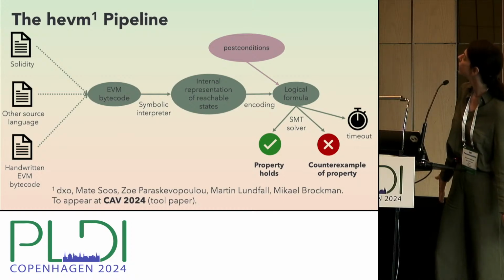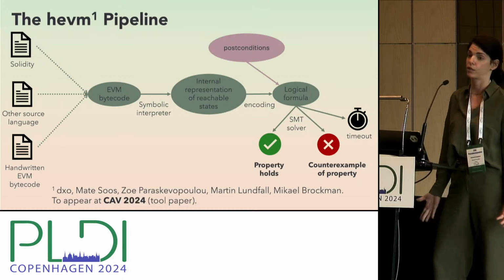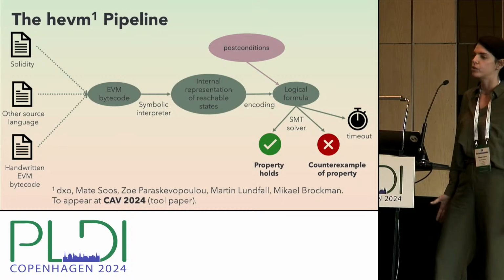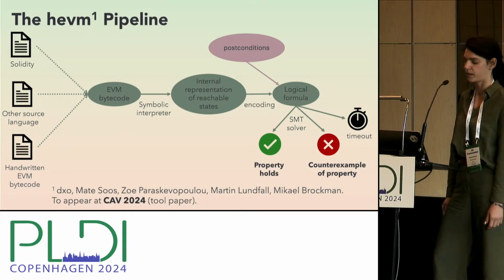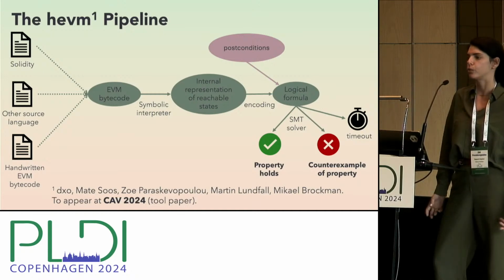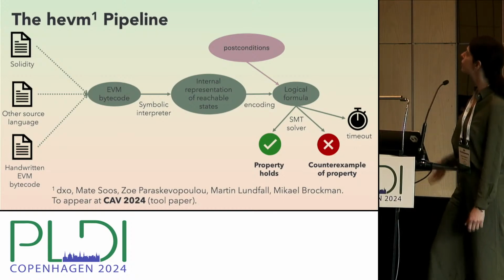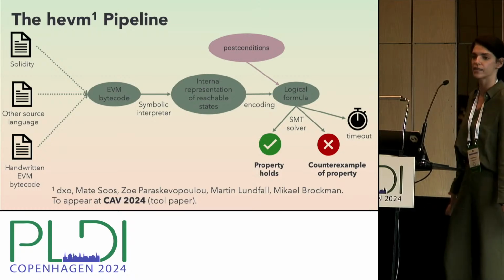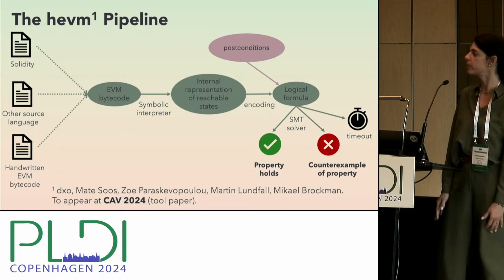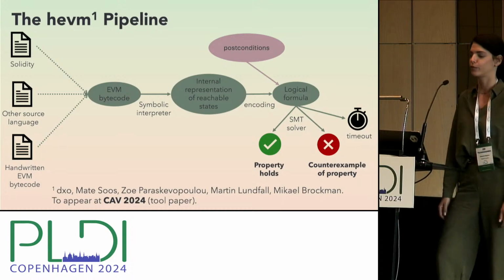And the idea is that we take EVM bytecode that may come from any language that compiles to EVM, like Solidity, or it can even be handwritten, and then we do symbolic execution to obtain all possible reachable states, and then using this information, we encode logical formulas in order to encode the postconditions that we want to prove about the programs, and then we ask the SMT solver, and if we are lucky, we will either prove the property that we are interested in, or we will get a counterexample. If we are unlucky, the SMT solver will just time out.